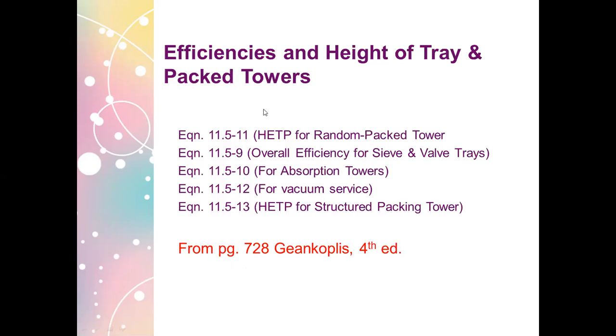These are the different formulas that you'll be using for HETP for a random pack tower. And this one is for an overall efficiency for sieve and valve trays. And this one is for absorption towers. This one is not applicable for the topic now, but it's included in that particular page. This one is for vacuum service, and this one is for structured packing, meaning if you have a structured packing material and you want to determine the HETP, how would you determine it? It should be this equation that will give you that formula.